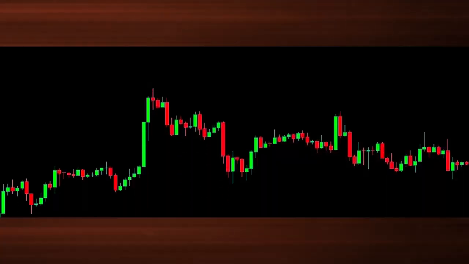Change of character. When price breaks the prior structure against the trend, it often indicates a reversal from the present trend. This is known as a change of character.